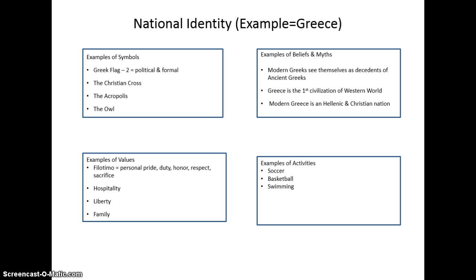Swimming is quite important. It's a very important leisurely activity of the Greek people, and most Greeks will tend to go swimming in the summertime, go to the beaches and enjoy the summer sun and swim, and so it forms an important part of their national identity.